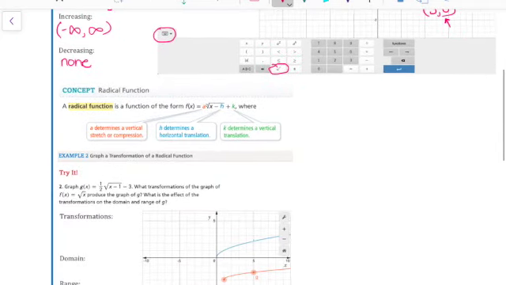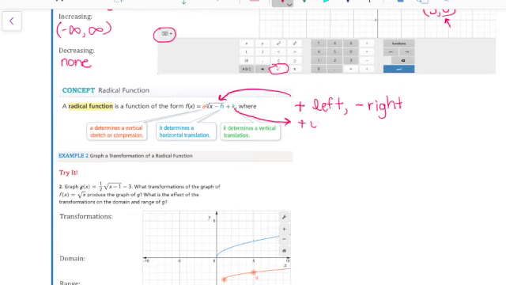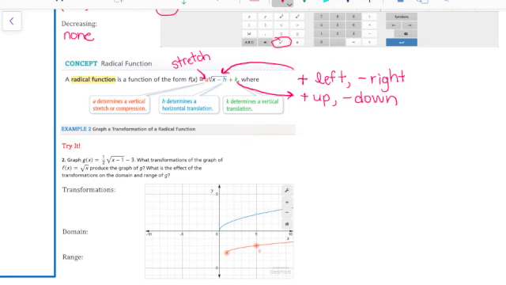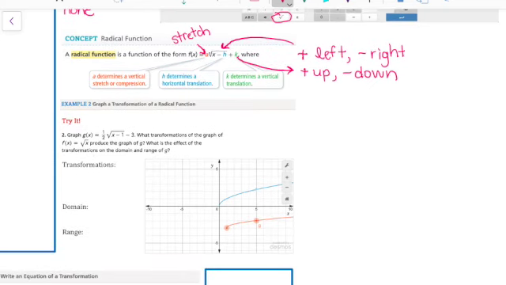If you memorize the rules, that is awesome. So remember that plus right there means left, and minus means to go right. Right here, plus means to go up, minus means to go down. So that's a horizontal translation or a vertical translation. And this is still, if there's a number out front, that is still considered a stretch. Could also be a compression if it's a fraction, which our first example is.